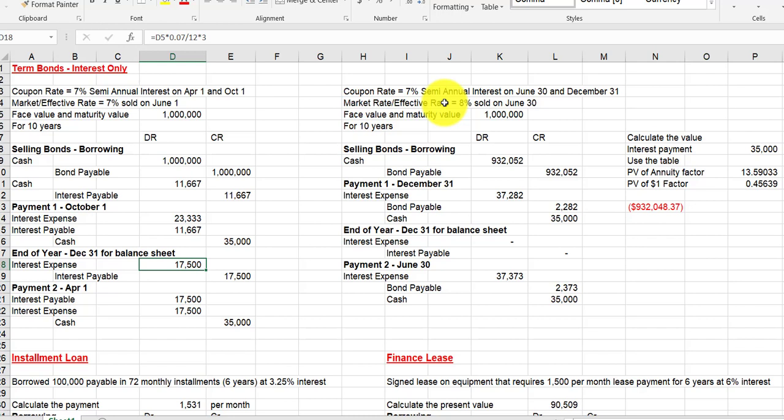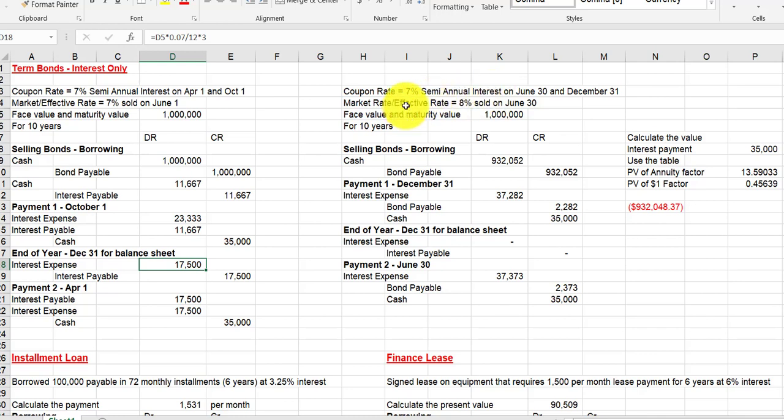Now, looking at a similar example, but changing some of the terms. So our coupon rate is 7% again, but I put the dates on June 30th and December 31st.